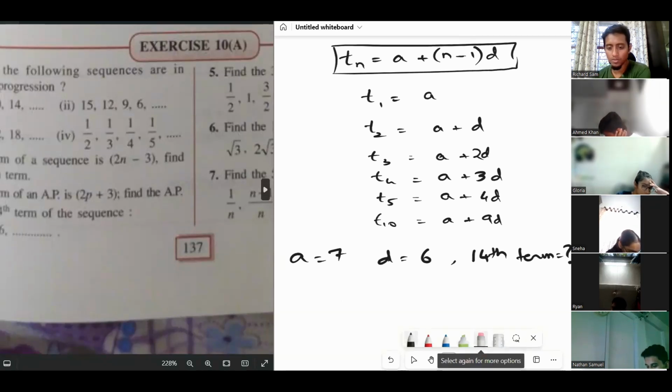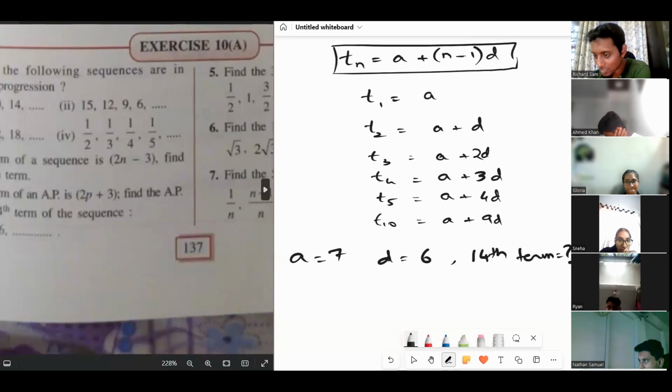Okay, what did you all get? 91. 84. 84. Wow. I got 80. 85. Okay, what did you get? So first you write the formula.